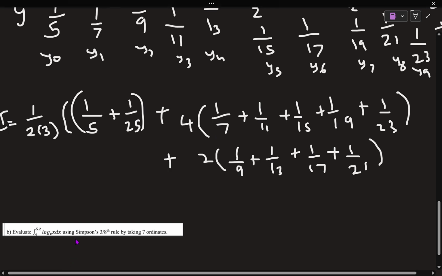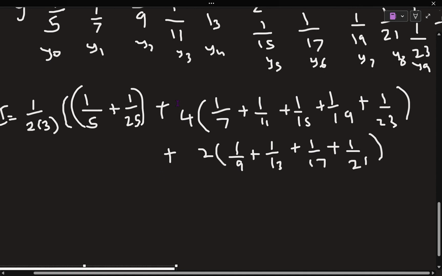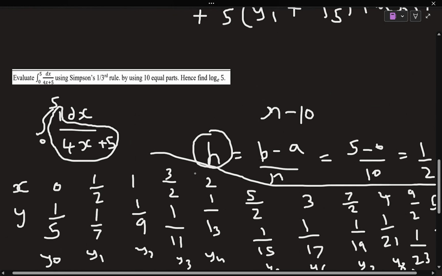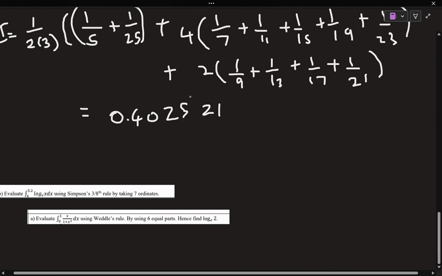So after I solve the whole thing, I believe I'll get the value around, let me just check 1 minute. So if I solve the whole thing, I'll be getting my I value as 0.402521. So this is my value of I. Now they have specifically asked us to find the value of log 5.